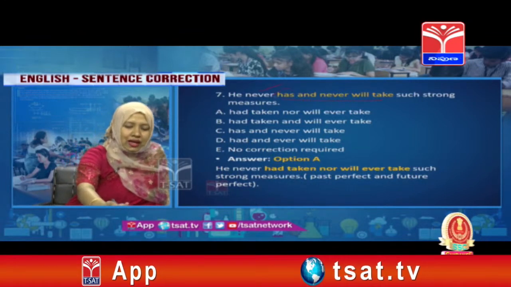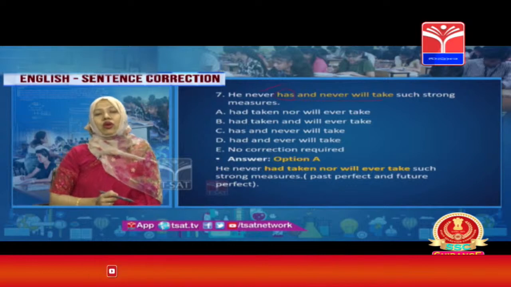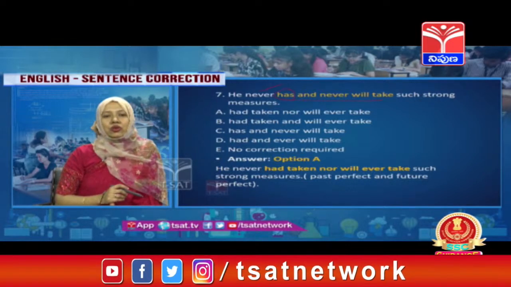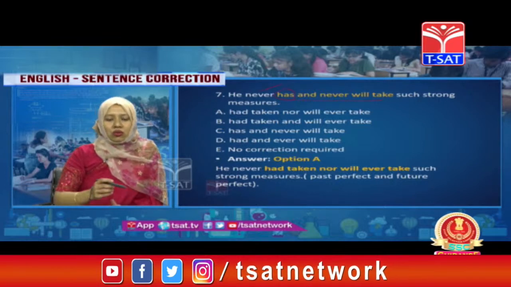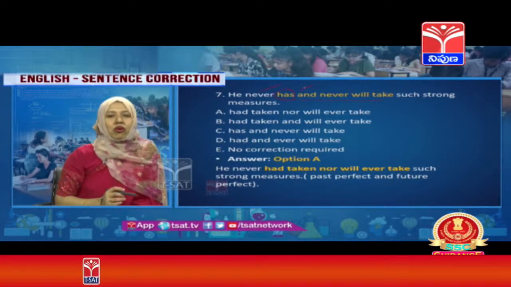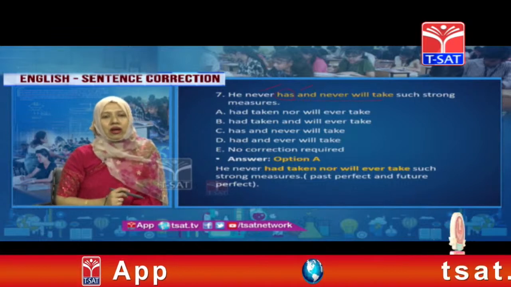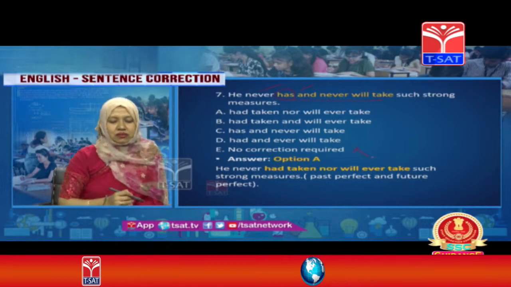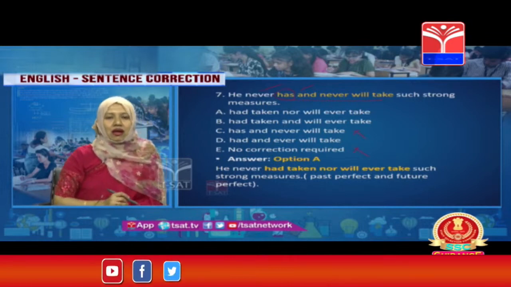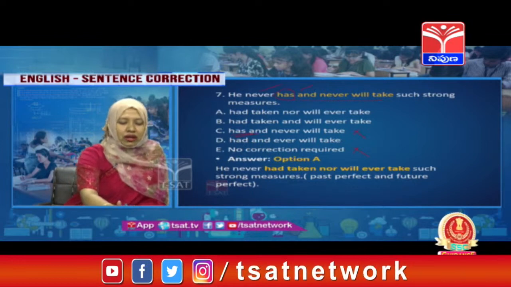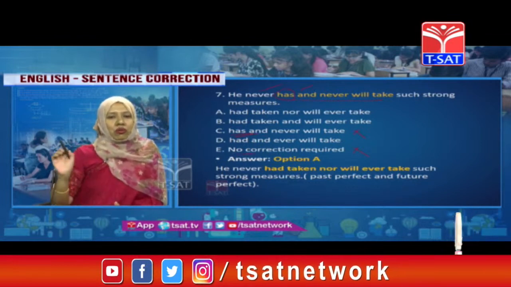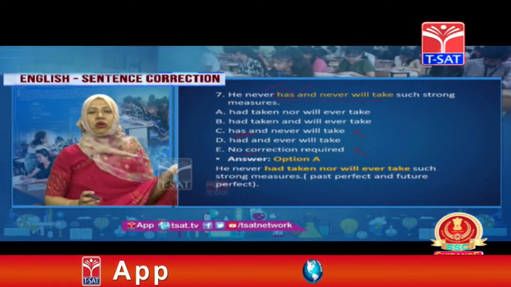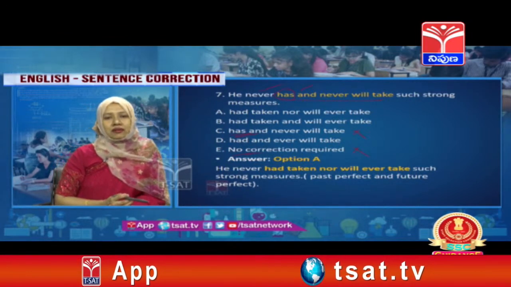You cannot use has when you are talking about the past. You cannot use this helping verb has, the have form of the verb. You should use the past tense. The past form of have is had. So we can eliminate this one, and option C, as has is used, this is wrong, and no correction required is wrong. Two options are eliminated. Now we are left with had. Had should be used. When we are talking about the past, we should use the past tense, had.